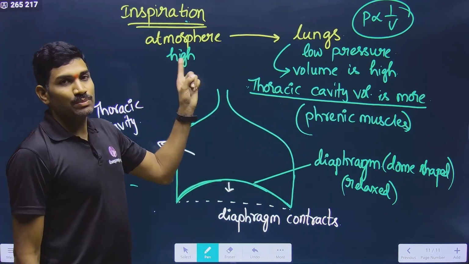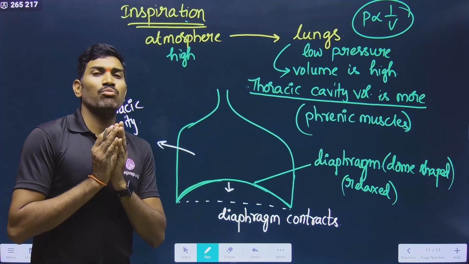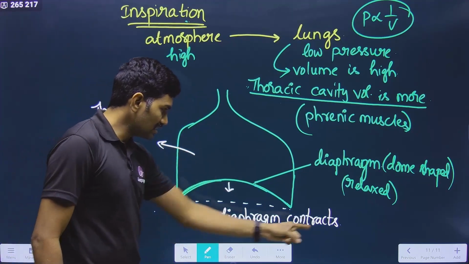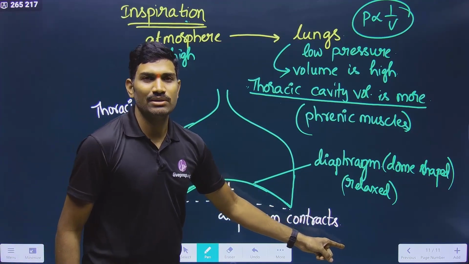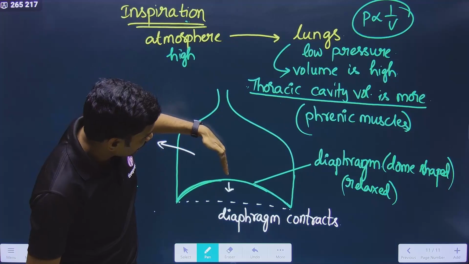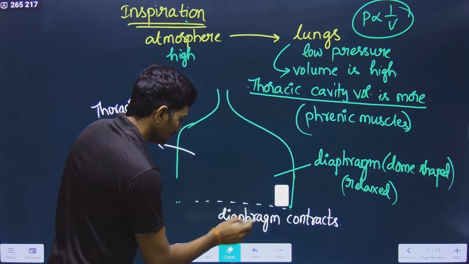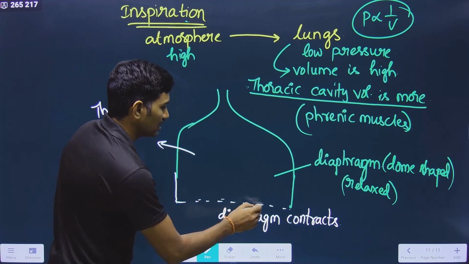So during inspiration, please remember diaphragm muscles are the most important muscles. You need to understand this. This inspiration will be initiated by the diaphragm muscles only, phrenic muscles only. So what happens here? The diaphragm contracts. Once it is contracted, now what happens? The volume is increased like this.